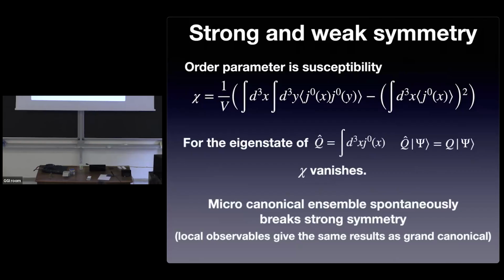Even in the microcanonical ensemble, the local operator gives the same value as the grand canonical. So if you calculate this value, it becomes non-zero usually. So in this sense, the microcanonical ensemble breaks the strong symmetry spontaneously.